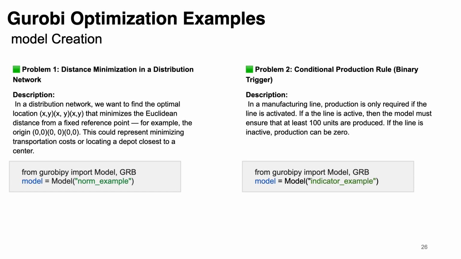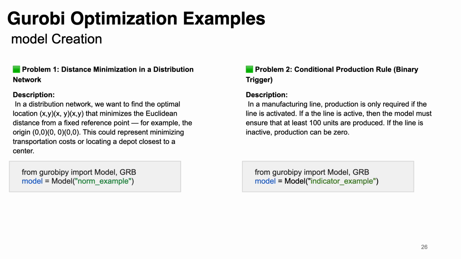Let's apply this model creation to our first 2 examples. For problem 1, the distance minimization, we start by importing Model and GRB from Gurobi. We then initialize our empty container with the command model equals Model with the name norm_example in quotes.